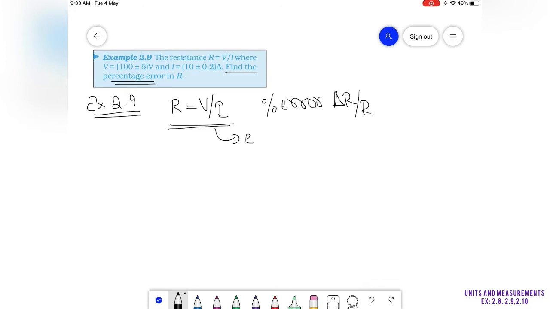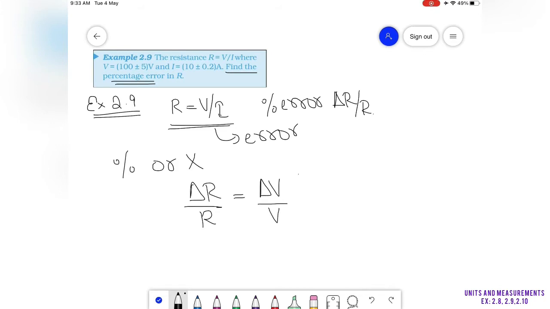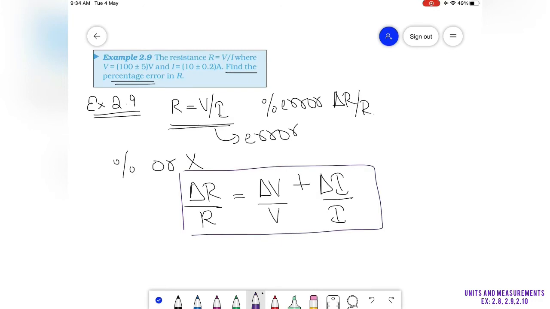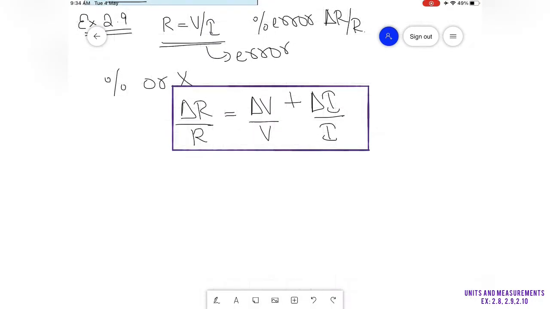Now, how do you calculate the error if it is division? We saw in the previous example, if it is addition or subtraction, you have to add the errors. But what if it is division or multiplication? Here, delta R, the error of R divided by the original value, will be equal to the error of V divided by the actual value of V plus the error of I divided by the actual value of I. This is in the case of both division and multiplication. So R equal to V by I, this is how we solve it.